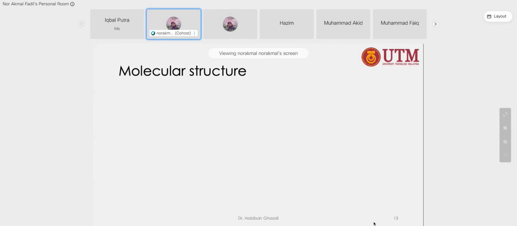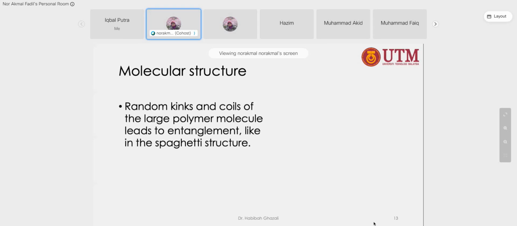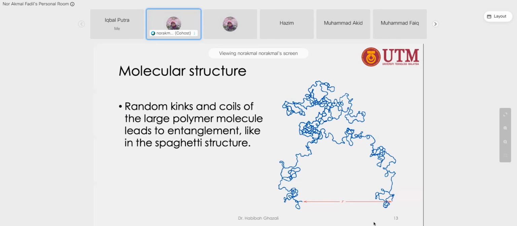Okay, next is the molecular structure. Okay, if we look at the structure of a polymer, it is not similar to the method. Okay, for the polymer structure, it forms a random kink and coil of the large polymer molecule that leads to entanglement, okay, just like a spaghetti structure.